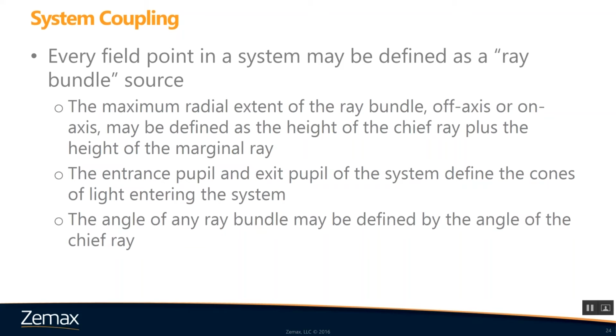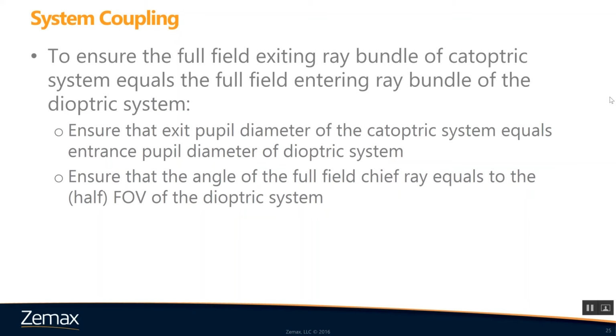Now, the entrance pupil and exit pupil of the system define the cones of light entering the system, and the angle of any ray bundle may be defined by the angle of that chief ray. To ensure that the full field exiting ray bundle of the catoptric system equals the full field entering ray bundle of the dioptric system, we just have to ensure that the exit pupil diameter of the catoptric system equals the entrance pupil diameter of the dioptric system. And we have to ensure that the angle of the full field chief ray equals the half field of view of the dioptric system.